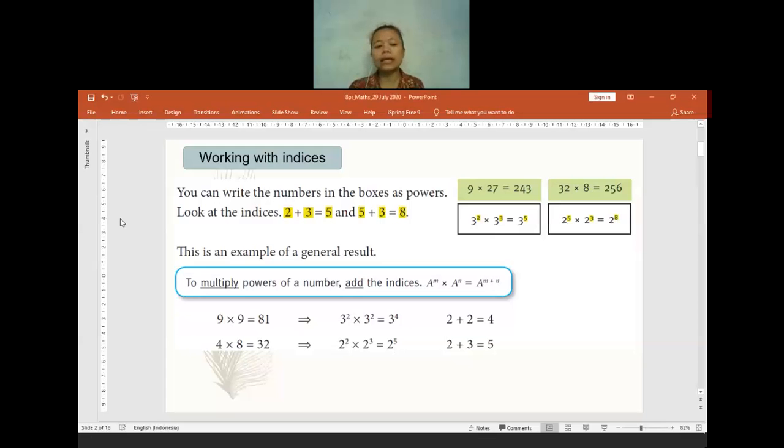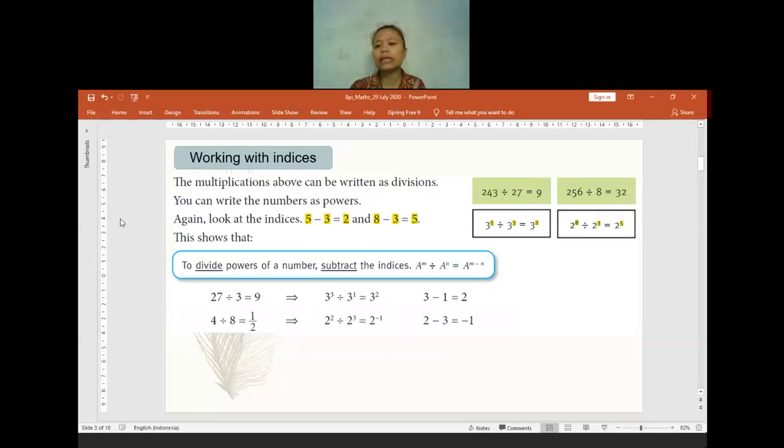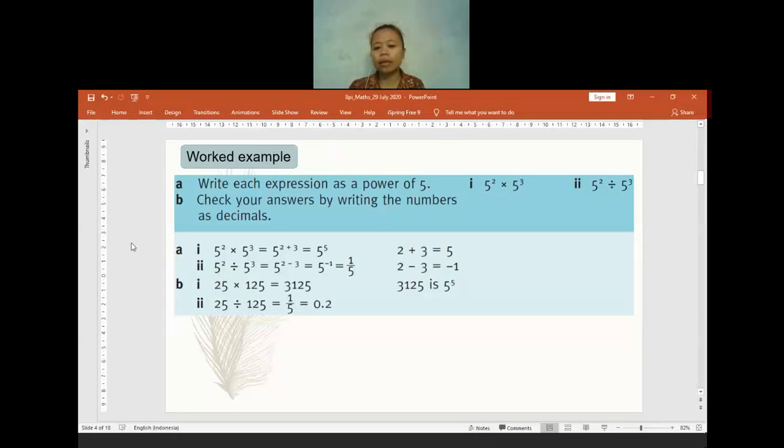Yesterday we learned this, and also division using indices. When we have a division using indices, we can just directly subtract the power. For example, 3 to the power of 5 divided by 3 to the power of 2. 5 minus 2, the answer is 3. So the final answer will be 3 to the power of 3. This is the example of multiplication and division using the indices.